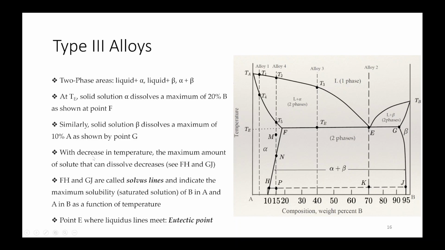Now with decrease in temperature, the maximum amount of solute that can dissolve decreases, and FH and GJ are called solvus lines. So FH is a solvus line. As the solubility keeps increasing with increasing temperature, this is your solubility line. It indicates the maximum solubility for a saturated solution of B in A and A in B as a function of temperature. Now point E, where the liquidus lines meet, is called the eutectic point.